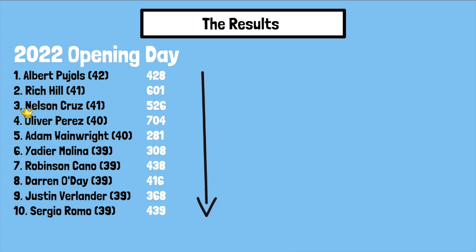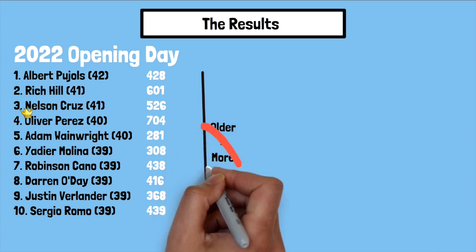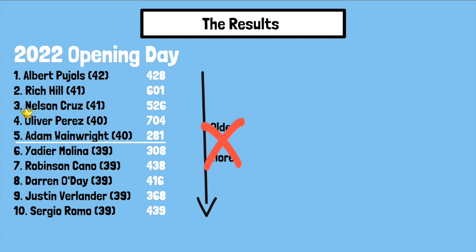But looking at the rest, it didn't seem like age was the biggest determining factor in who had had the most teammates. At 40 years old, right alongside Perez, is Adam Wainwright, with only 281 teammates over his career. Why was this? Well, Wainwright has been with one team over his entire career, while Perez has played for 8 teams.